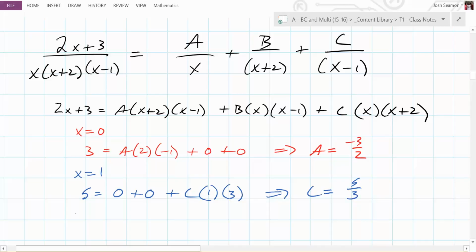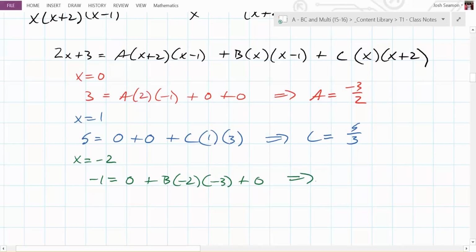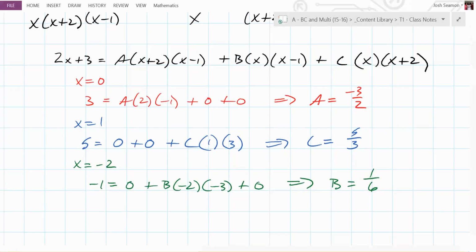Keep going here. What's another nice number we could plug in? There's one more. -2. So you plug in -2 and you end up with -1 is equal to 0 plus b times -2 times -3 plus 0, right? So what does that tell you b equals? 1/6.